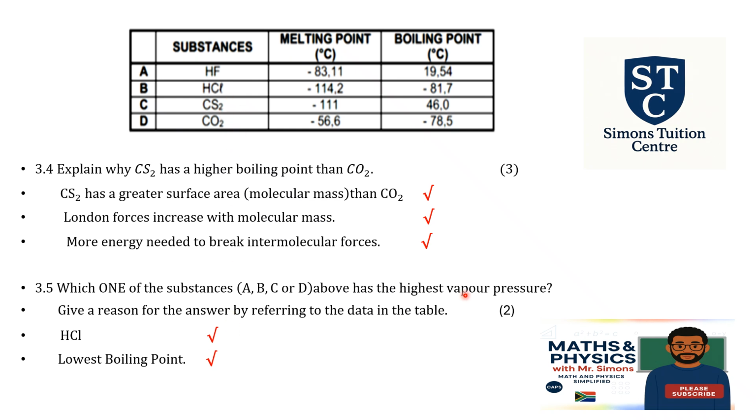Highest vapor pressure means lowest boiling point, which in this case is HCl, which boils at minus 81,7. So lowest boiling point. That question we ask all the way into grade 12. Make sure you know it.